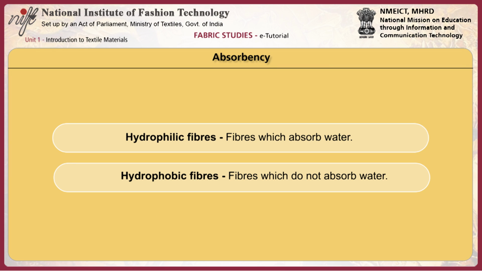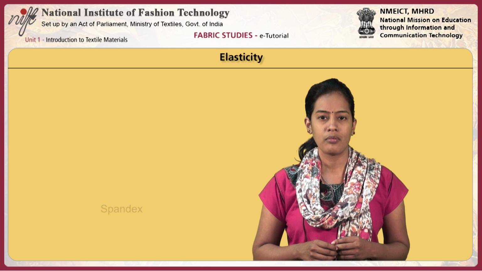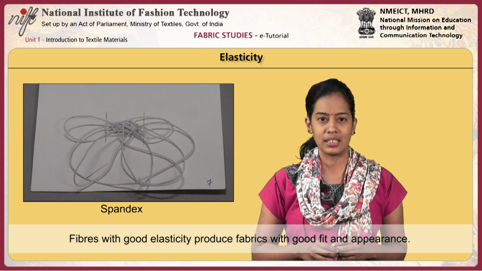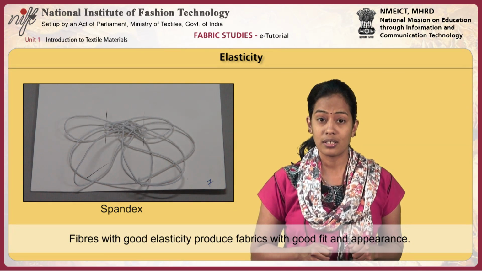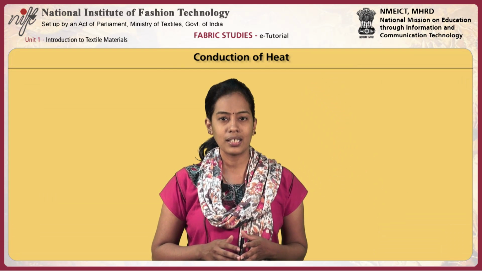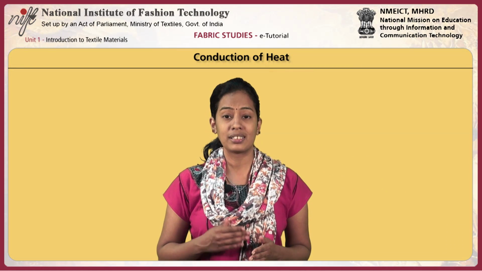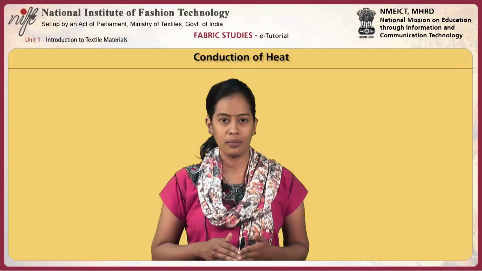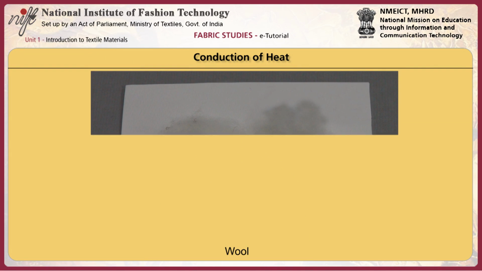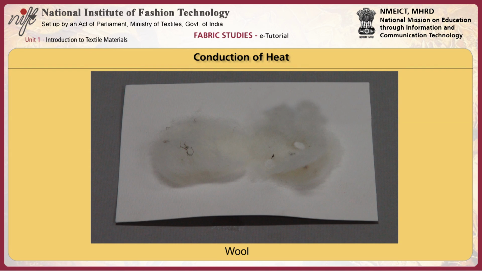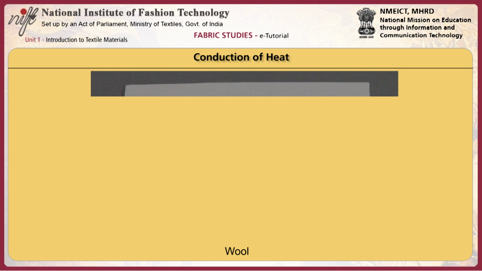Fibers which absorb water are hydrophilic fibers. Fibers which do not absorb water are called hydrophobic fibers. Most of the synthetic fibers are hydrophobic in nature. Fibers with good elasticity produce fabrics with good fit and appearance. Heat conductivity of fibers affects the comfort and warming effect of fabrics. Wool is a poor conductor of heat, so it possesses insulating characteristics.